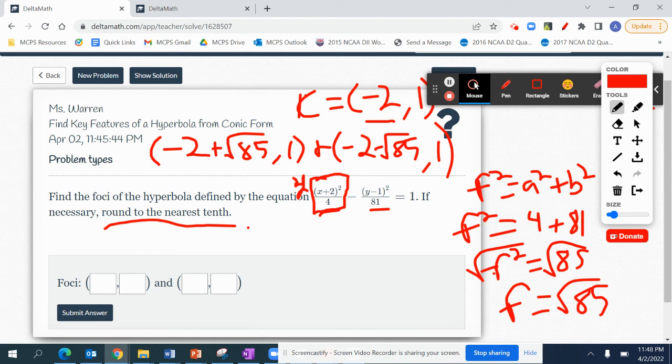When it comes to rounding to the nearest tenth, like you're asked to here, I'm just going to type it in a calculator real quick. -2 plus root 85. Oh no, I typed that wrong. Okay, so this gives me approximately 7.2, 1, and then the other one is -11.2, 1, and there are your coordinates.